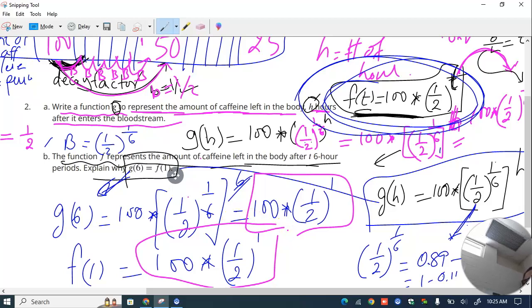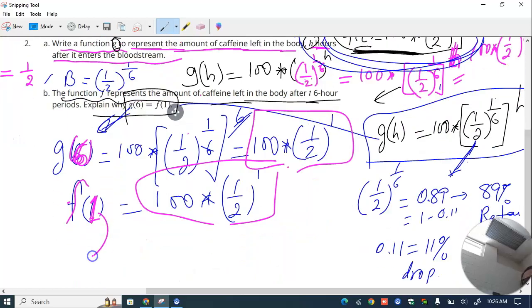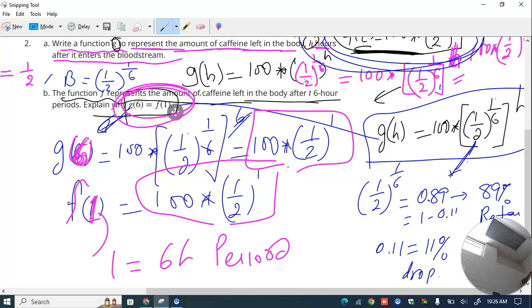So this answer and this answer are the same thing. What it basically says is the amount of caffeine in the bloodstream after 6 hours is the same as, for the second function, the amount of caffeine after 1 6-hour period. 6-hour period is the same as saying after 6 hours. So G of 6 is the same as f of 1.